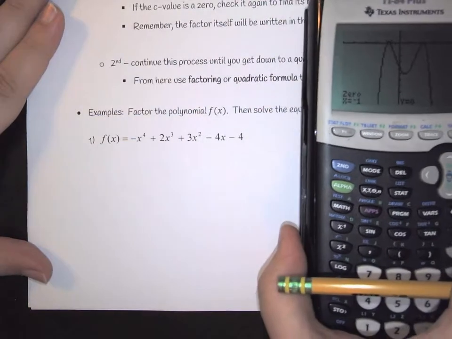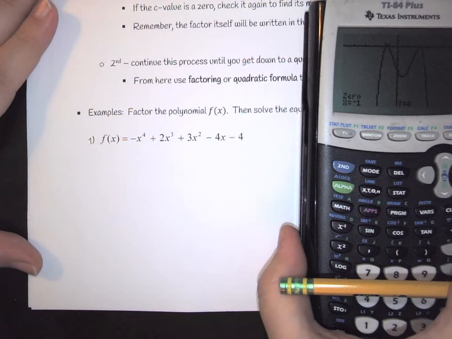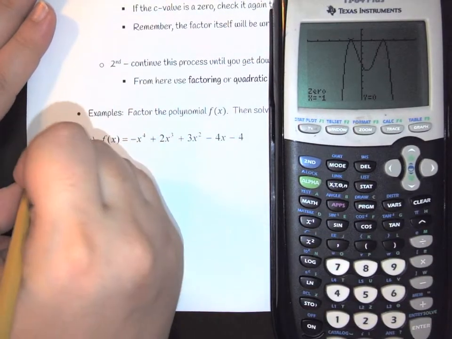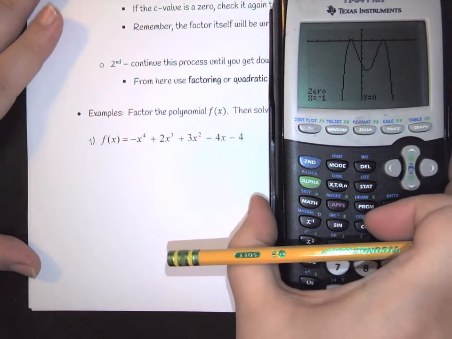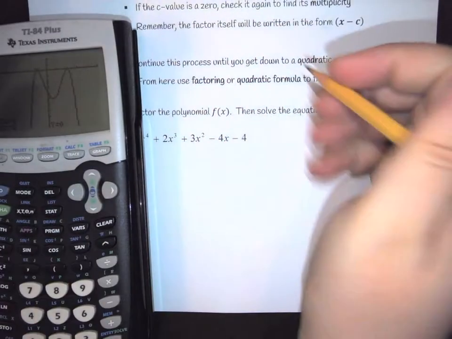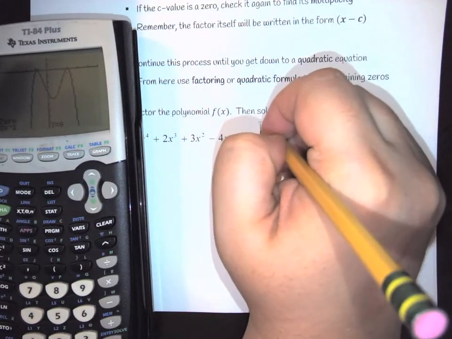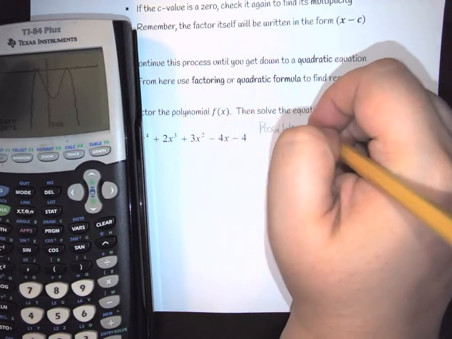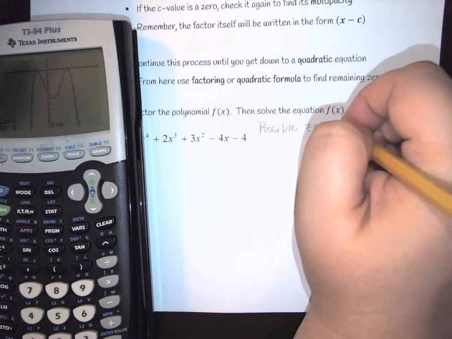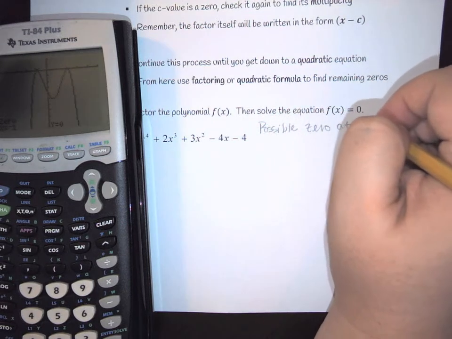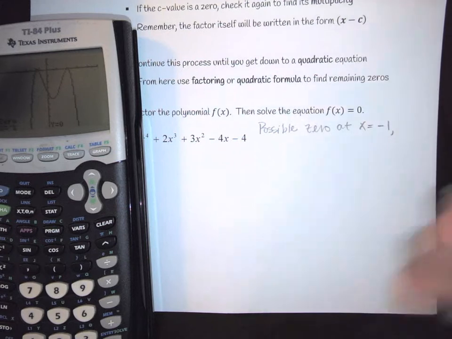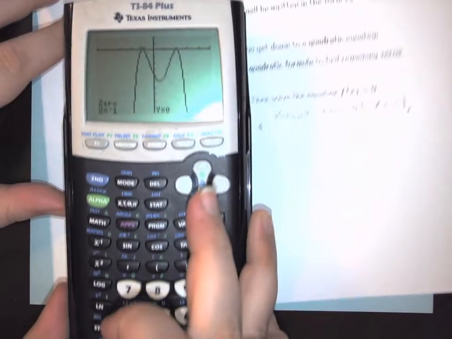So what did this actually tell me? Well, this told me that I have a possible 0. Let's go ahead and write it on this side. So I have a possible 0 at x equaling -1. But now I need to look at the other one.